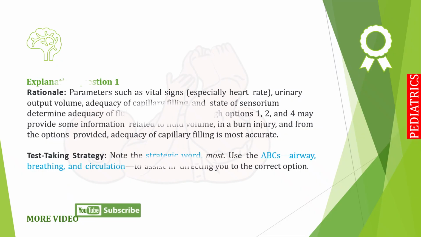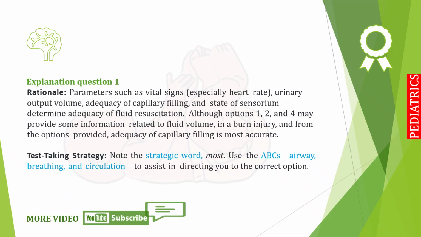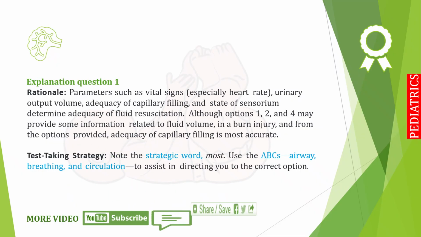Explanation. Question 1. Rationale. Parameters such as vital signs, especially heart rate, urinary output volume, adequacy of capillary filling, and state of sensorium determine adequacy of fluid resuscitation. Although options 1, 2, and 4 provide some information related to fluid volume in a burn injury, from the options provided, adequacy of capillary filling is most accurate.